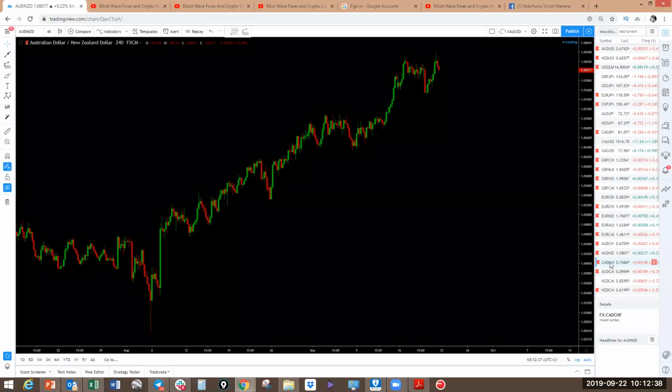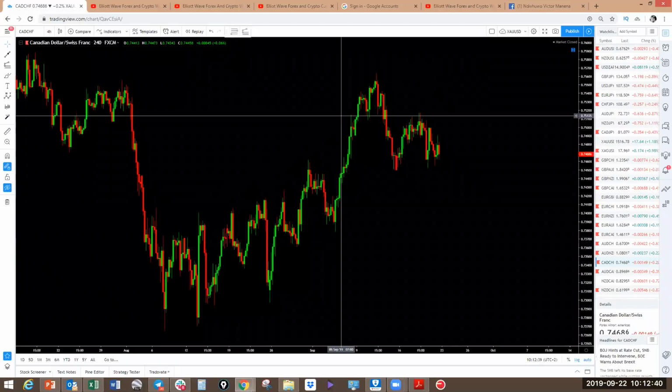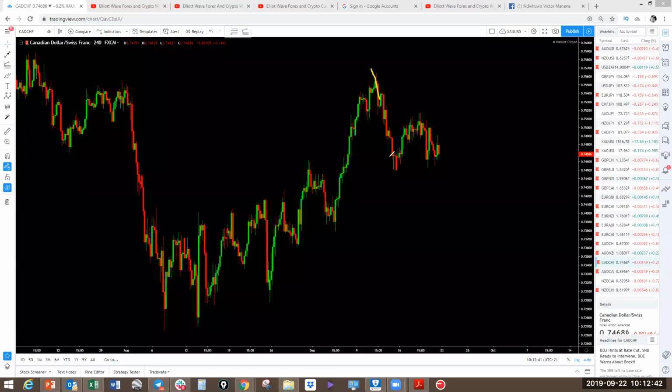And CADJPY, if this is going to come down, a nice structure for this will be a 1, 2, 3 down here and a move here. Then we'll look for this to come down. Right, so that is CADJPY. So we'll be looking for this one to slightly come to the previous low and push higher and then come down.